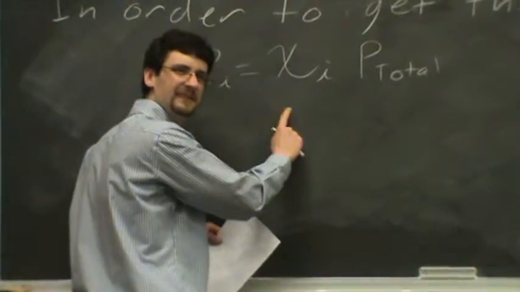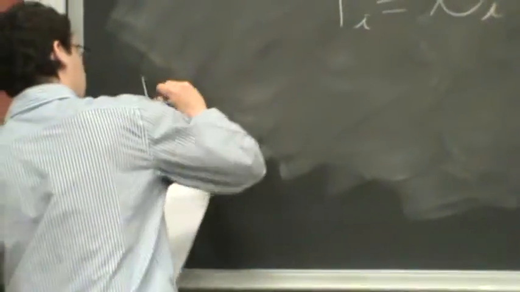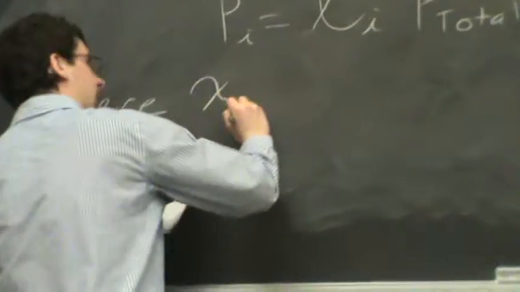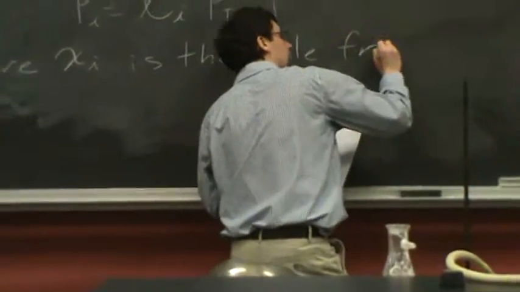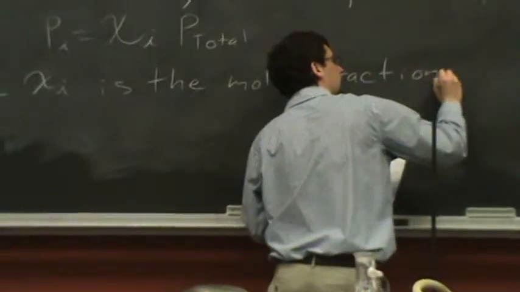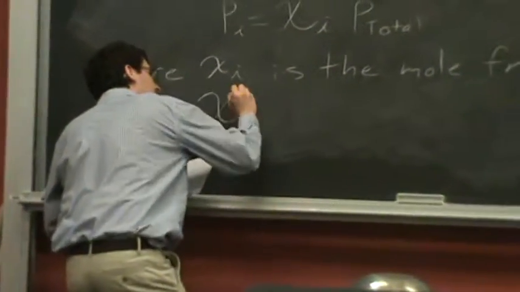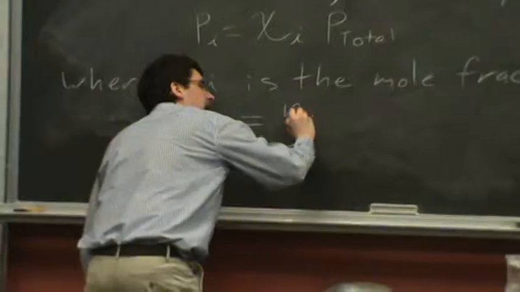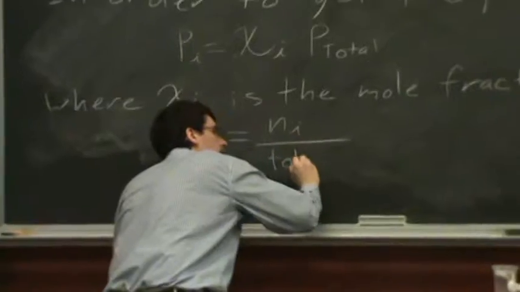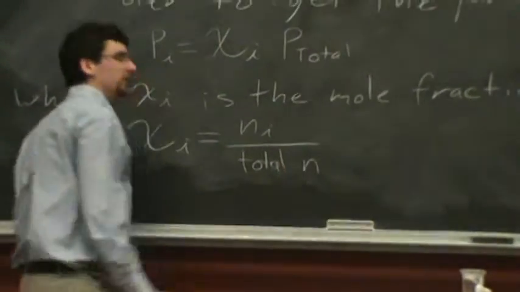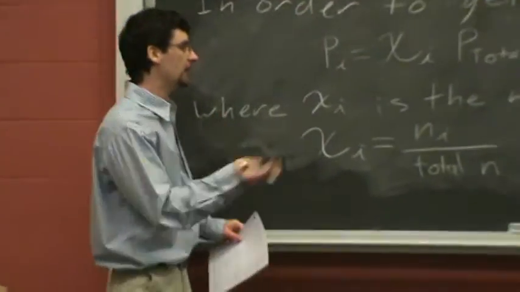What the heck's this thing? That's the mole fraction, where this chi sub I is the mole fraction. What's the mole fraction? You take your individual number of moles of species I and you divide them by the total number of moles of all the system. So each individual species, you figure out how many moles you have, you add them up.